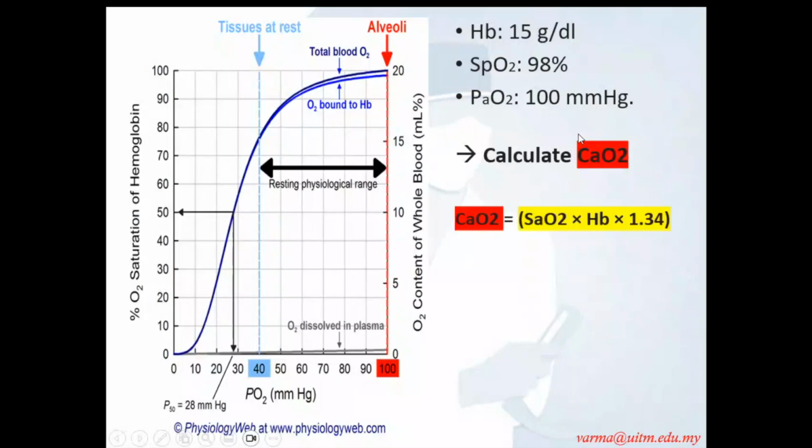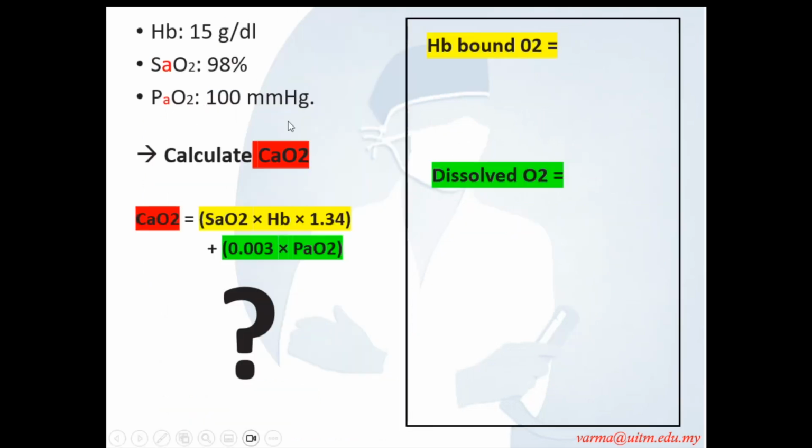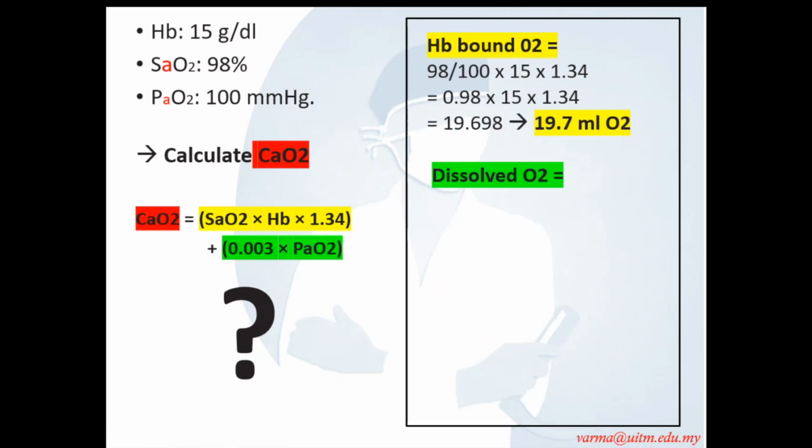So we calculate the CaO2. How are we going to calculate? This is the equation we talked about. I have given you the equation and the values. First we calculate the Hb bound oxygen. Hb bound oxygen is saturation, so saturation is 98, which we put in decimal, divide by 100, times the hemoglobin concentration, 15 gram per deciliter, times the Hüfner's constant, 1.34. So 0.98 times 15 times 1.34 comes out to 19.698, which is 19.7 mL oxygen.